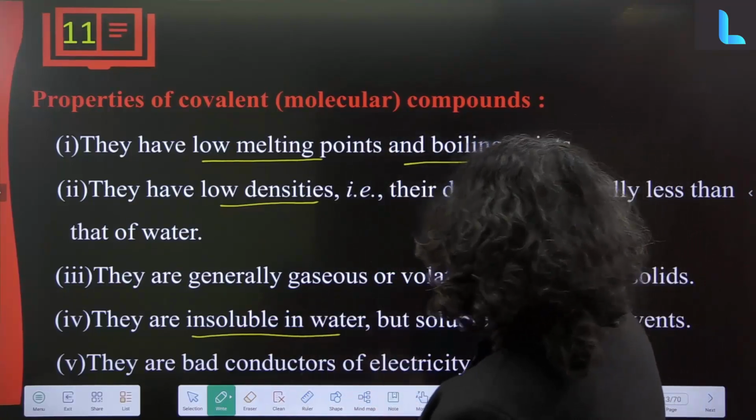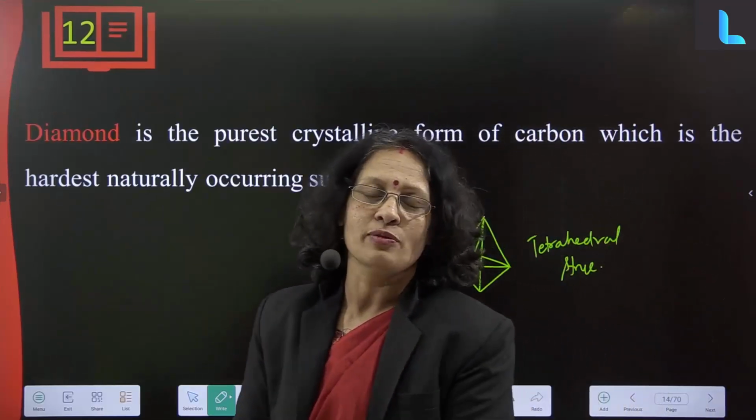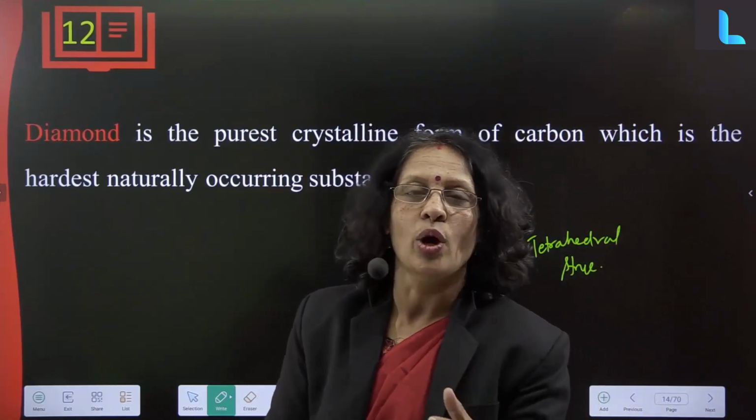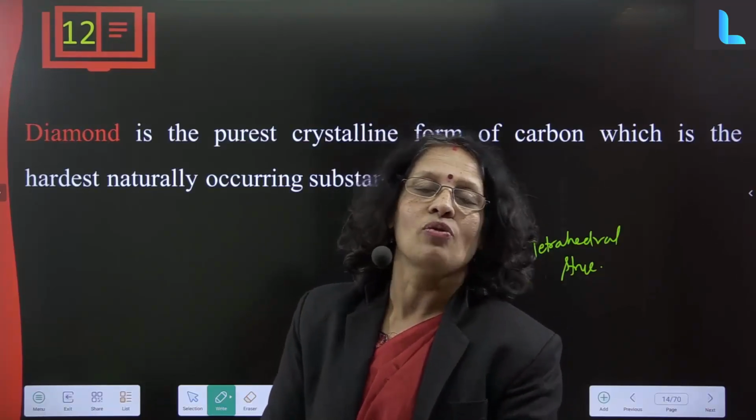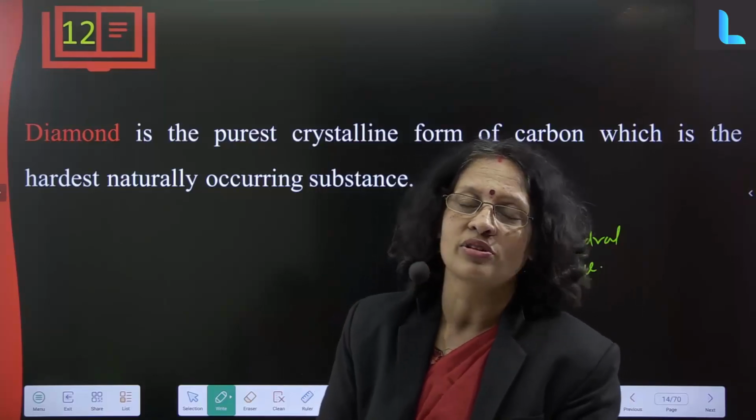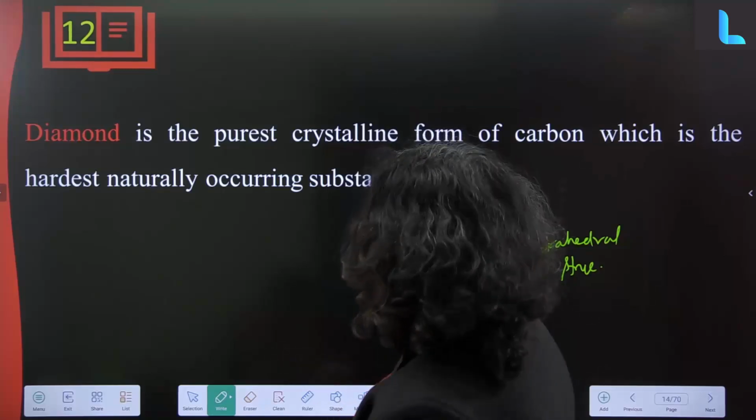Okay. They are bad conductors of electricity also, because for electric current to pass from one end to another end, a passage is required. The passage is provided either by free electrons or free ions. Covalent compounds are in the form of molecules, so they cannot provide that passage for electric current. They are bad conductors of electricity.